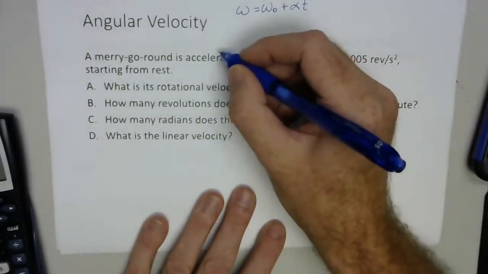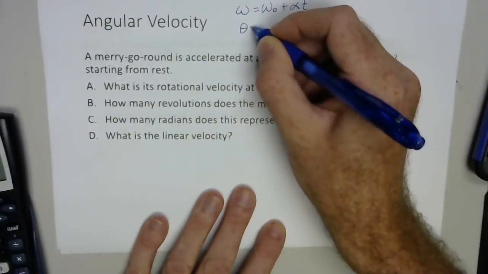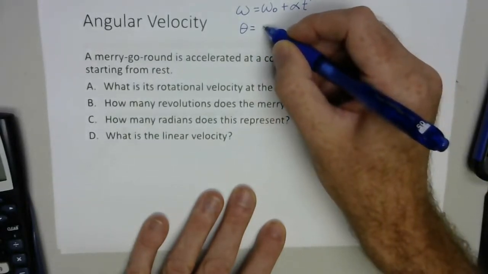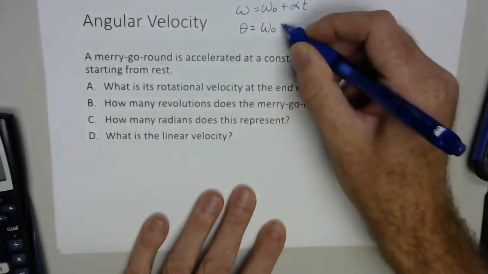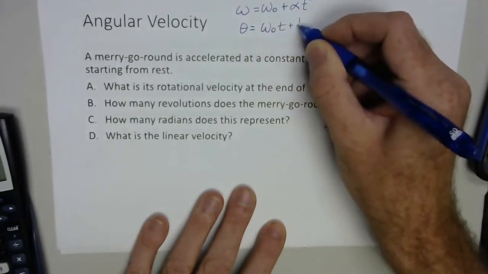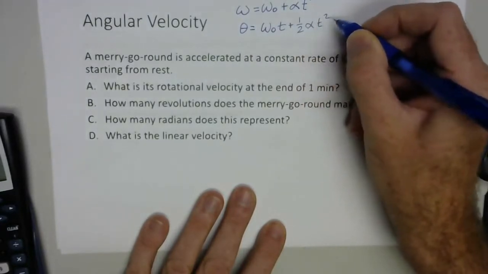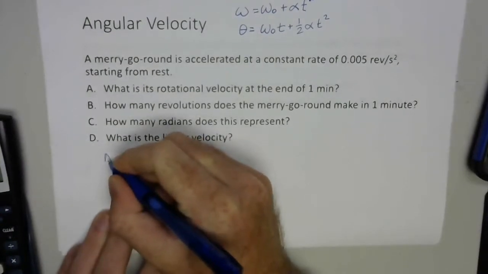And then distance is actually the Greek letter theta, because you're moving through an angle and not a linear distance. So we've got the initial angular velocity times time plus 1/2 the rotational acceleration times t squared. The difference in variables, even though the equations are pretty much the same, will allow you to realize you're talking about rotation instead of linear motion.